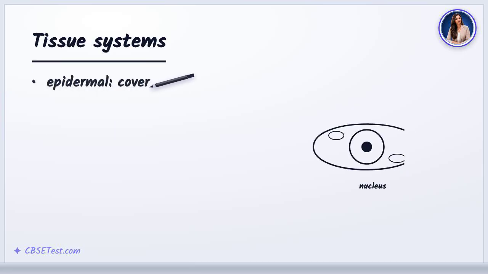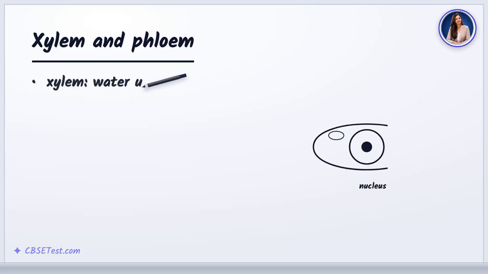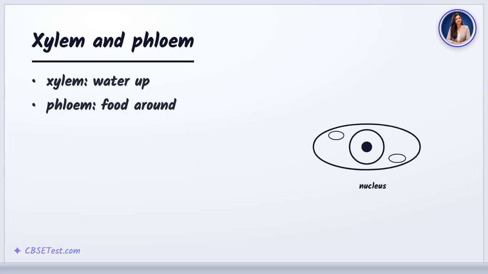Tissues group into three systems: the epidermal system that covers the plant, the ground system forming the bulk, and the vascular system that transports materials. Xylem carries water and minerals upward from the roots, while phloem transports food made in leaves to the rest of the plant. Together they form vascular bundles.